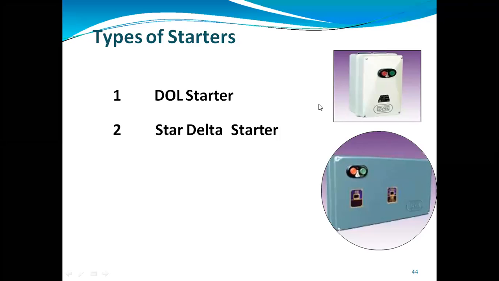In the previous session, we have seen the three-phase induction motor. There are different types of induction motor like squirrel cage and slip-ring induction motor. Then we have seen the construction of the induction motor. Then we have seen the power flow diagram.